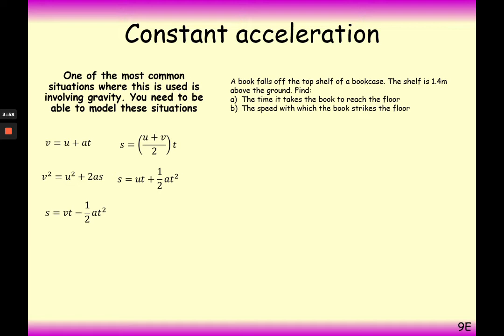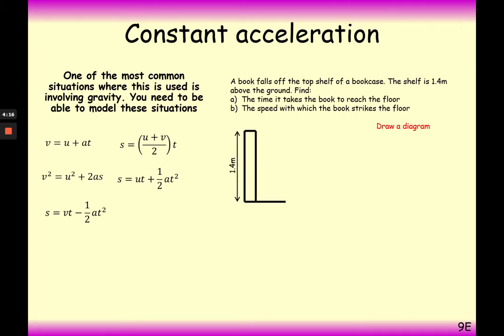So we don't care that it's a book, we're going to draw it as a particle anyway. It falls off the top shelf, it's not projected, so the initial velocity will be 0. Now we don't care if it's the top shelf or it's a bookcase. And it's 1.4 meters high. We're going to use that. So we're going to start by drawing a diagram.